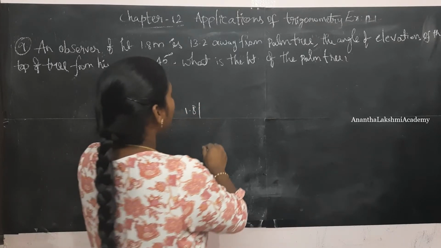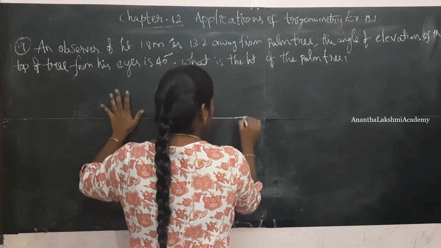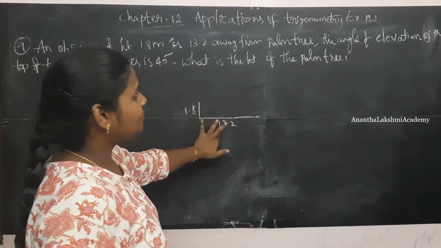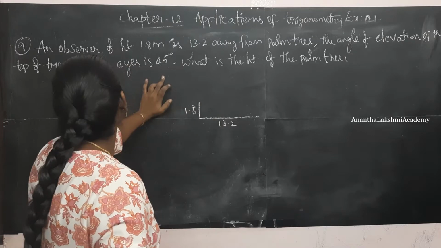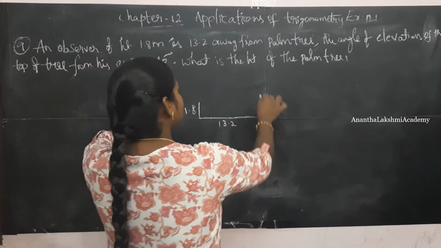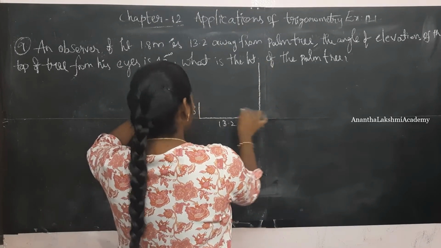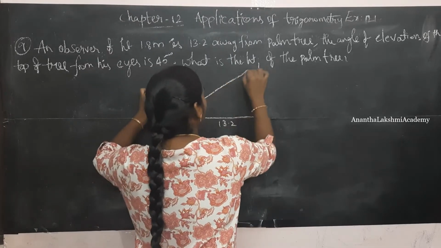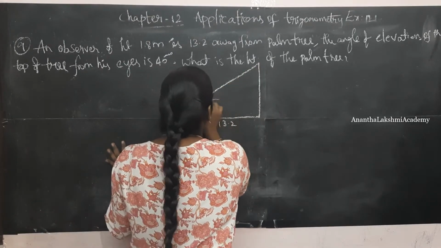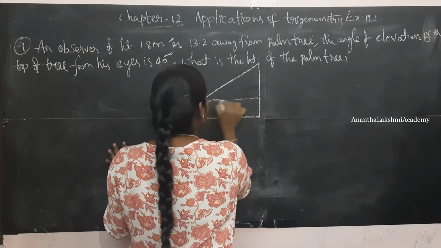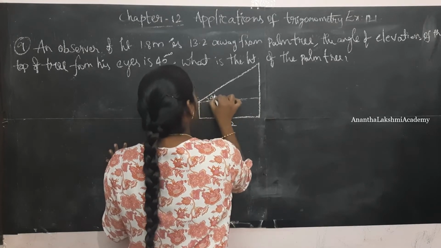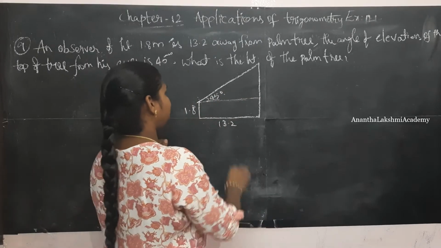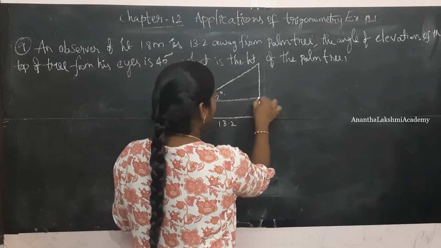He is 13.2 meters away from the palm tree. The angle of elevation of the top of the tree from his eyes, from here, is 45 degrees. Angle of elevation needs a horizontal line, right? This is 45 degrees. What is the height of the palm tree? So this is a horizontal line.